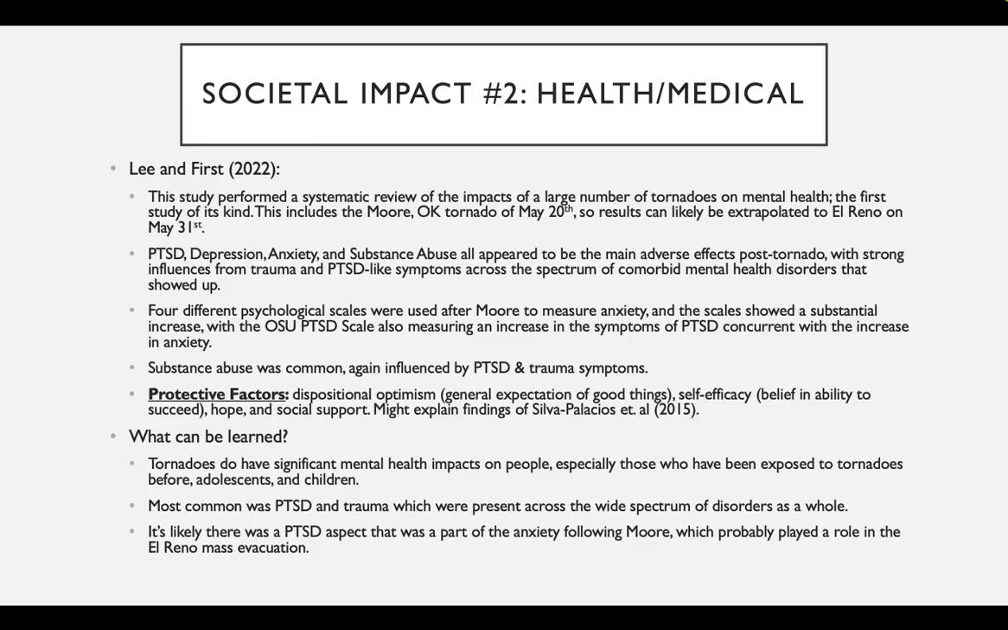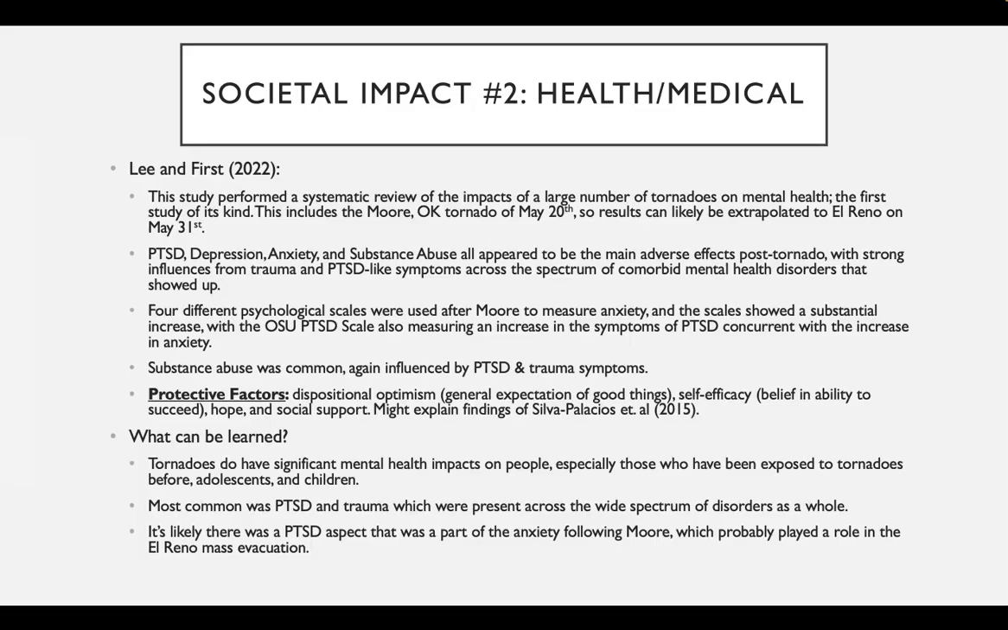Still on the second societal impact, Lee and First. This was a systematic review of the impacts of tornadoes on mental health. Sorry, there's a train outside. And it includes Moore, Oklahoma on May 20th. So the results can likely be extrapolated to El Reno. So there's really two main results that concern us here.